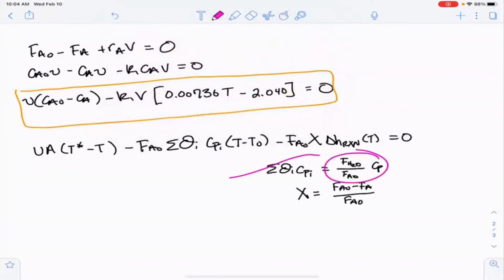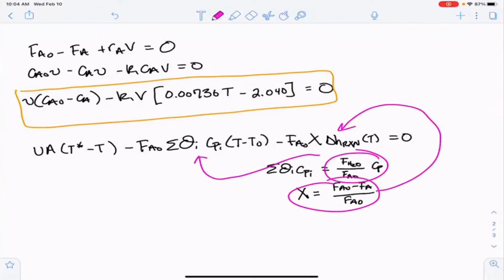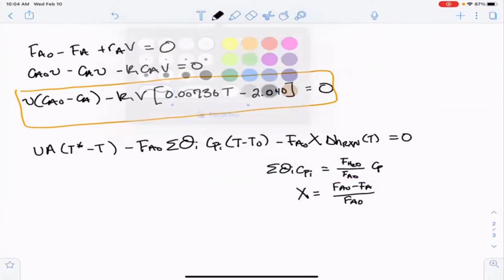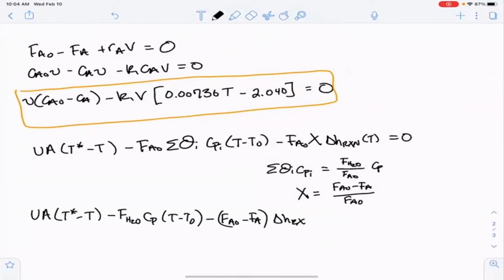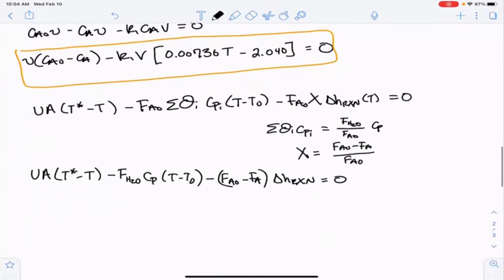So we'll put this back in here, just like we did last time. And this expression for the conversion is going to go there. Sorry for all the loopy arrows. And when we do that, this simplifies pretty well. UA times (T star minus T) minus our molar flow rate times our heat capacity times (T minus T0) minus (FA0 minus FA) times delta H of reaction times the conversion, of course. Oh, sorry, we already substituted the conversion, is equal to 0. Sorry about that.